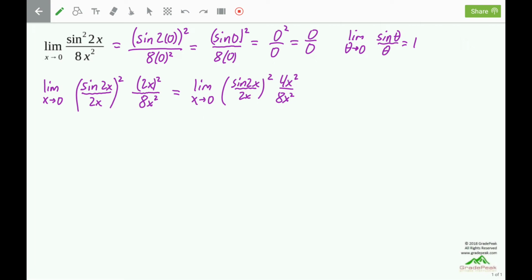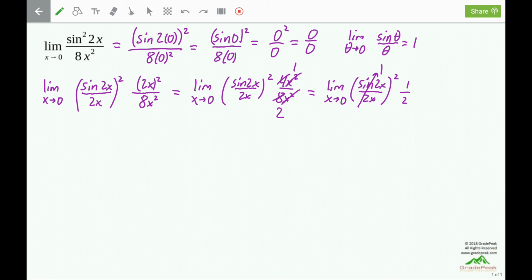The x squareds can cancel each other out, and the 4 and the 8 can cancel to a 1 and a 2. And we will rewrite this result. Limit as x goes to 0 of sine of 2x divided by 2x quantity squared times 1 over 2. We've perfectly phase matched sine of 2x over 2x, so that limit inside the square is a 1.